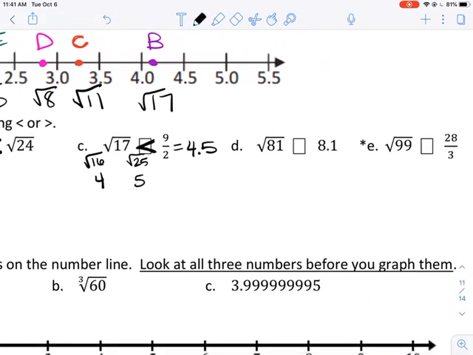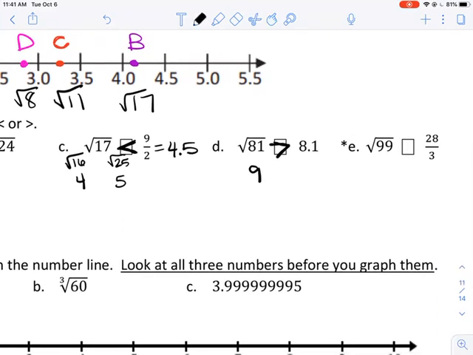And then over here, the square root of 81, you should know, that's 9. Is 9 bigger than 8.1? Yes, it is. And then for this one, the square root of 99 is going to be very, very, very close to 10. 27 thirds would be 9, so this is 9 1/3, and 9 1/3 is less than 10, so it looks like that.